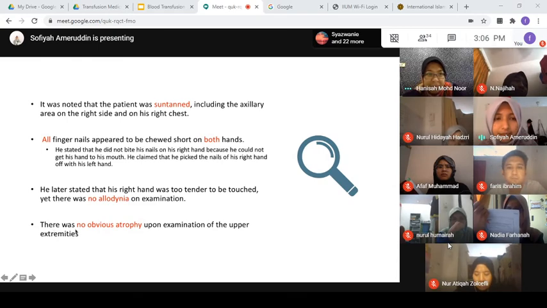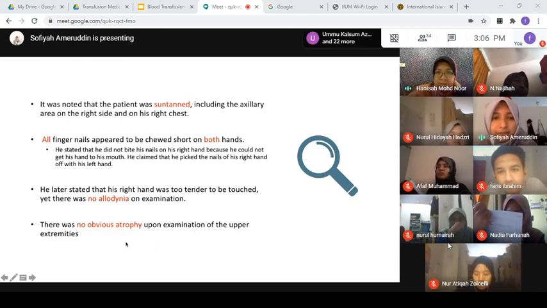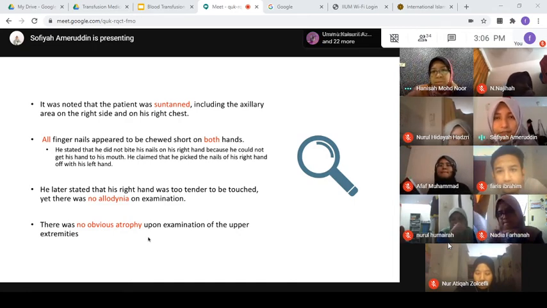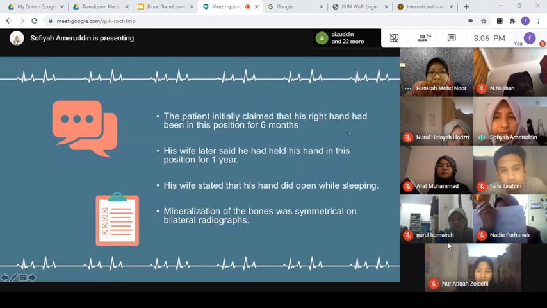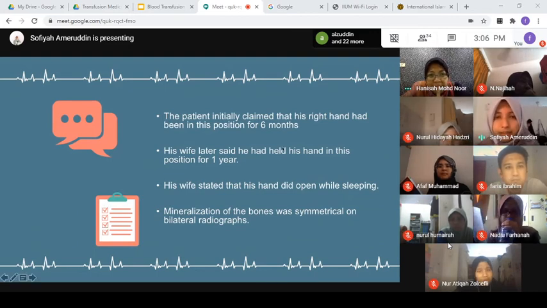And surprisingly, there was also no obvious atrophy upon examination of the upper extremities, even though he claimed that he had not been using his right hand for already 15 months, which is a year and more. So there was no obvious atrophy. So upon further questioning, the patient claimed that his right hand had been in that fixed position for 6 months. However, upon gaining history from his wife, she said that he had held his hand in that position for 1 year, which was a discrepancy. And his wife stated that his hand did open while sleeping.